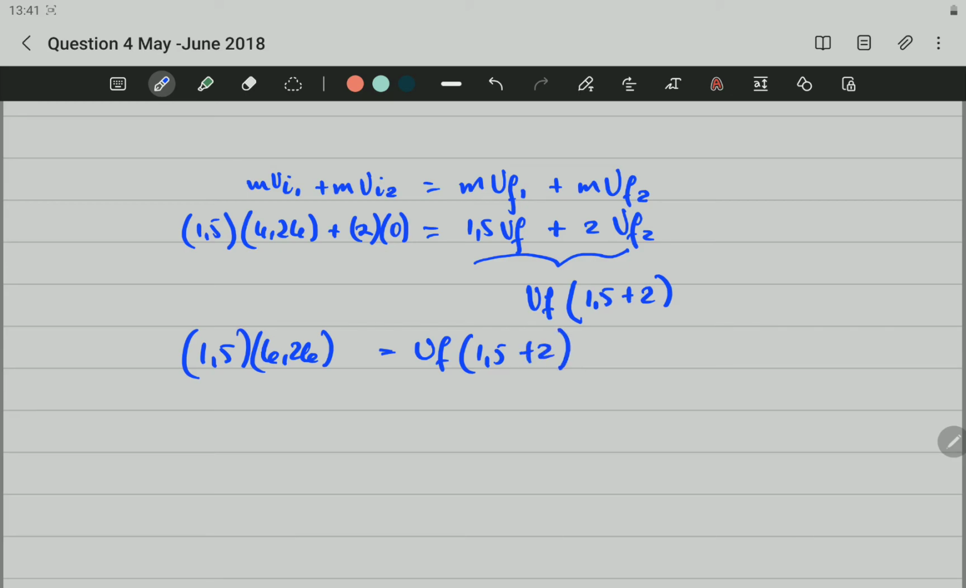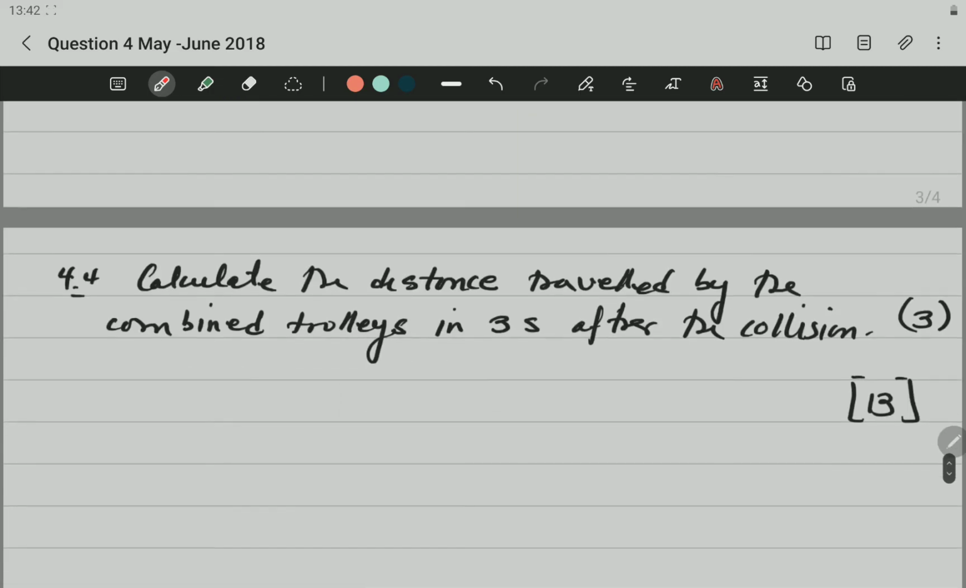And when we substitute this and calculate the final velocity of the two trolleys moving together, it is going to be equal to 2,68 meters per second. The marks here are going to be 1 for the law, 1 for the left hand side substitution, 1 for the right hand side substitution, and 1 for the final answer. Those are 4 marks. And the next question says calculate the distance traveled by the combined trolley in 3 seconds after the collision. So this is quite easy.